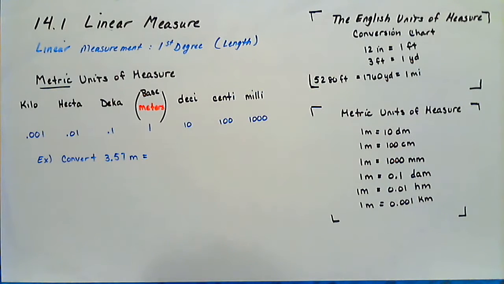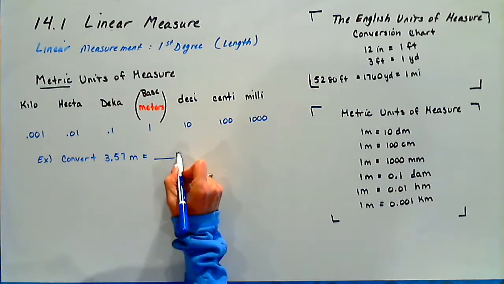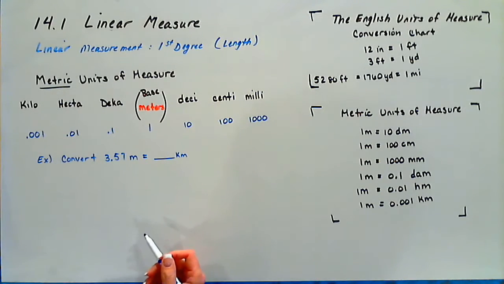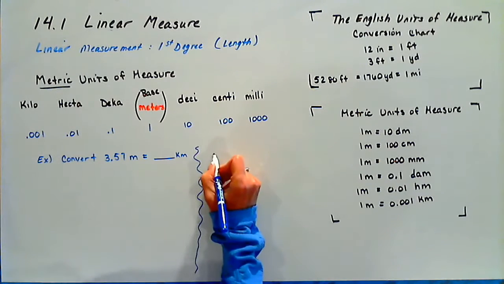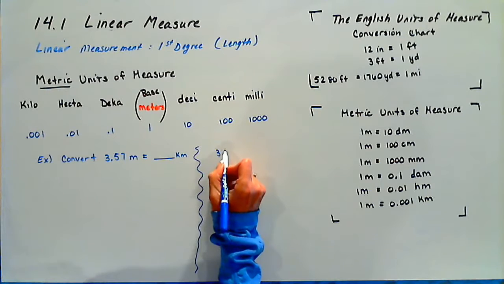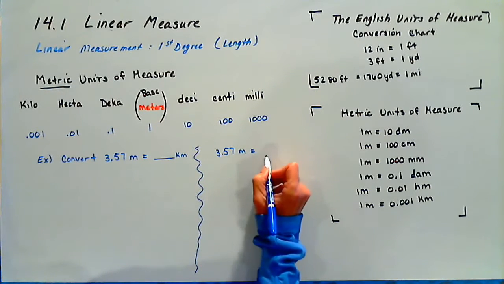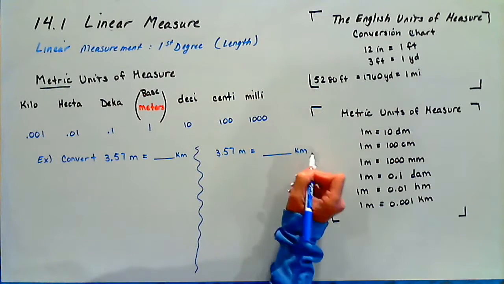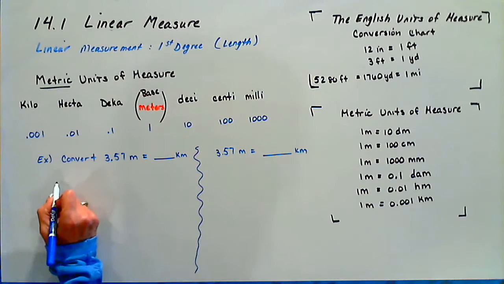So let's say I ask you for 3.57 meters, and I would like you to change this to kilometers. As I told you, I'm going to do this problem 2 different ways. 3.57 meters. How many kilometers? So the first way is exactly what we did with our English units of measure. Start with your given.